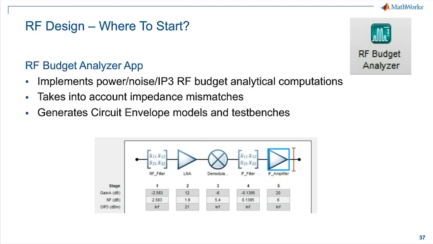So you get the nice RF filters and low-noise amplifiers and the mixers and IF amplifiers or power amplifiers and a bunch of other blocks from RF Budget Analyzer, RF Toolbox, and Blockset. You specify the power, noise, intermodulation parameters right there, impedance mismatches. So everything you need to know about RF design is at your fingertips, and you cascade these things, and you see in a cascaded form what your RF budget is.